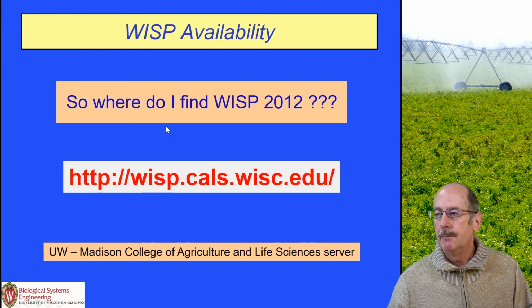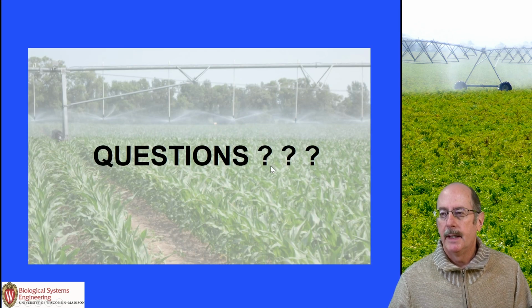You can get the WISP model at the wisp.cals.wisc.edu URL. That is where you will find it. And once again, the user guide is right there. You can download that at any time. And that concludes my discussion today on how to set up and operate the WISP model.